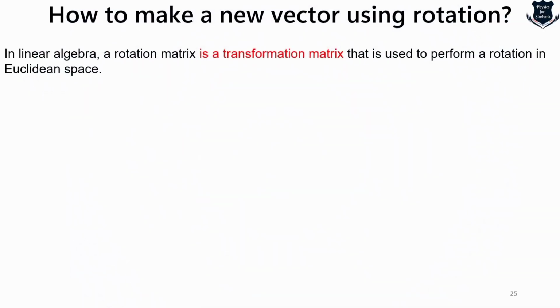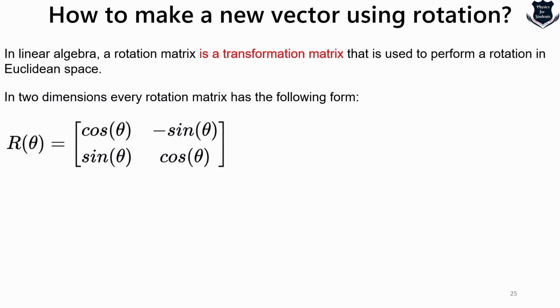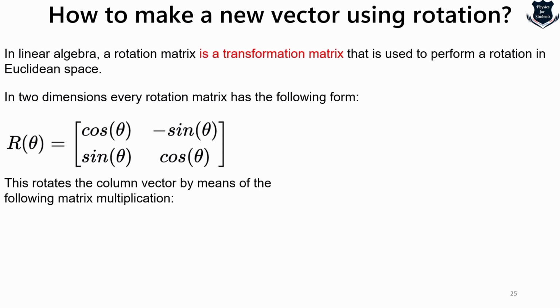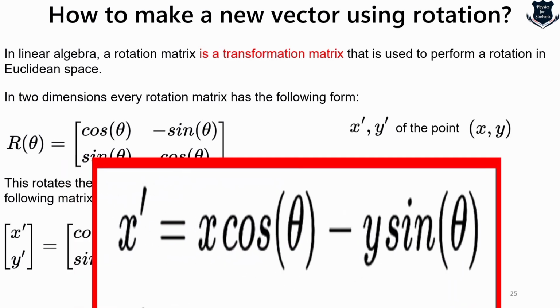So this is again a plain English definition. A rotation matrix is basically nothing but a transformation matrix which is used in general Euclidean space. So you see that in 2 dimensions, every rotation matrix will have this form: R(theta) is equal to [cos theta, minus sin theta; sin theta, cos theta]. This is very plain and simple. Now the rotation of a column vector by means of matrix multiplication will result in this. If I consider the coordinates x prime, y prime as the rotated version of the original point x, y, the rotation will result in this.